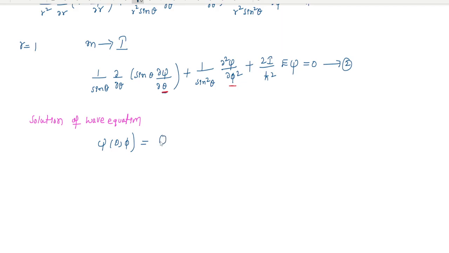I'm going to write big Theta of theta, and Phi of phi, like this. This is equation number 3, where Theta of theta is a function of theta alone, and Phi of phi is a function of phi alone.